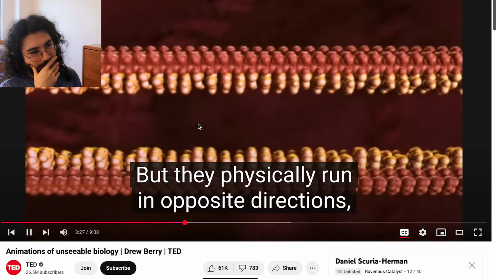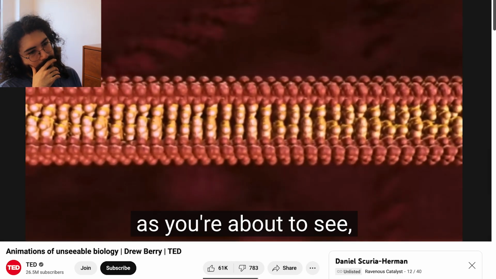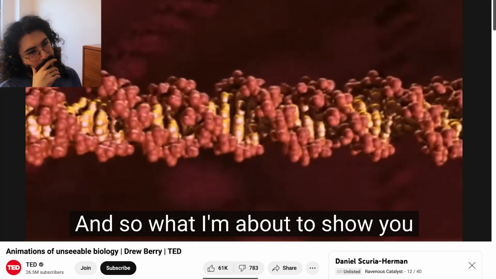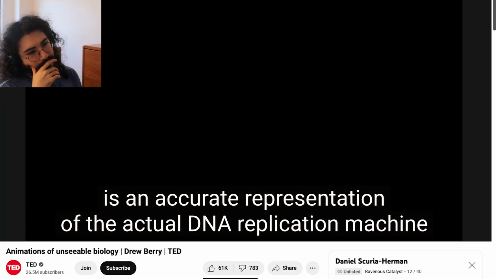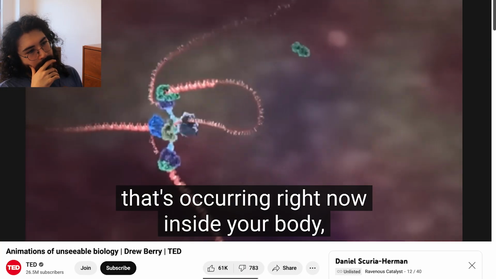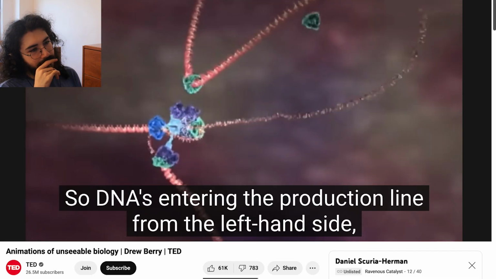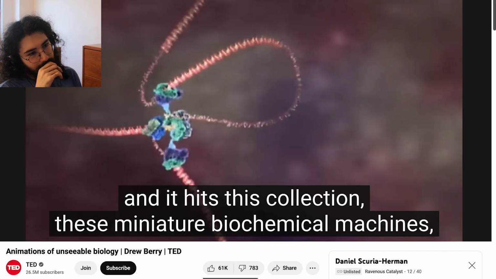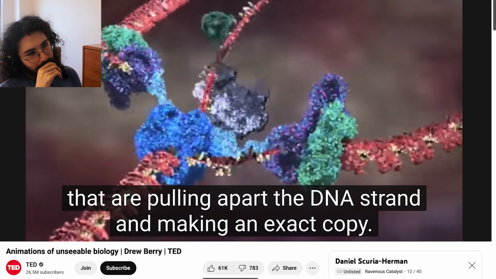in opposite directions, which creates a number of complications for your living cells, as you're about to see, most particularly when DNA is being copied. And so what I'm about to show you is an accurate representation of the actual DNA replication machine that's occurring right now inside your body, at least 2002 biology. So DNA is entering the production line from the left-hand side, and it hits this collection of miniature biochemical machines that are pulling apart the DNA strand and making an exact copy.